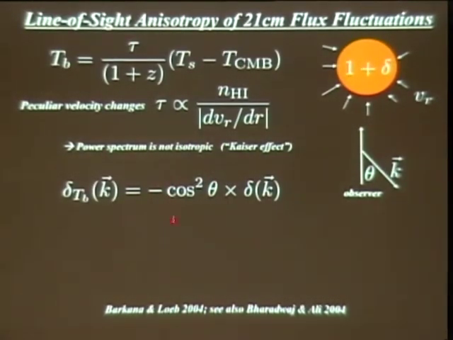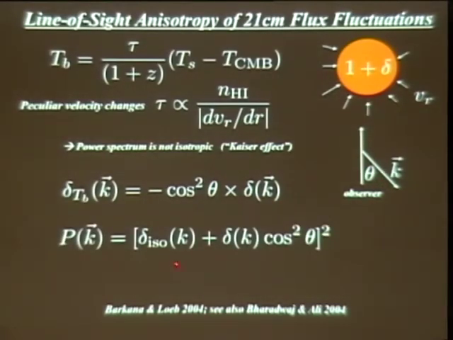And it has a dependence on cosine theta squared, because not only is it sensitive to the radial component of the velocity, but it's also dependent on the radial derivative of velocity. So you end up with two factors of cosine theta projecting the k vector into the line of sight. And that makes the power spectrum not isotropic, because now not only does it depend on k, the amplitude of the wave number, but it also depends on the direction of the mode.